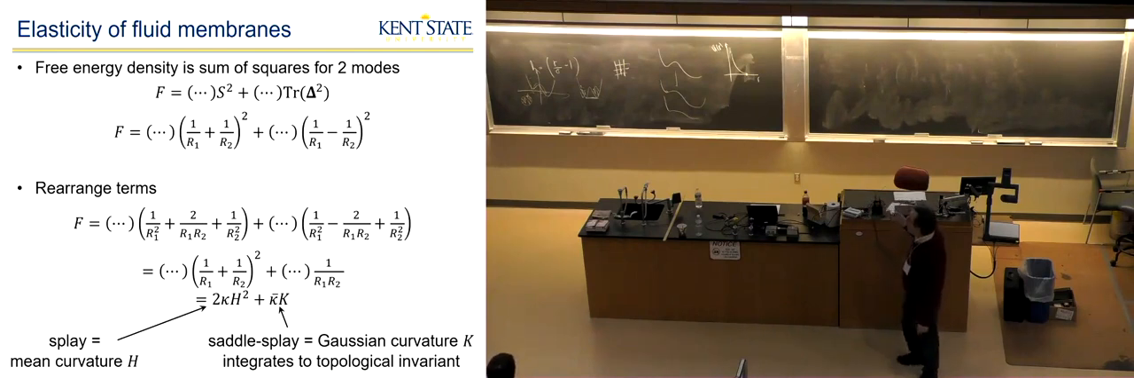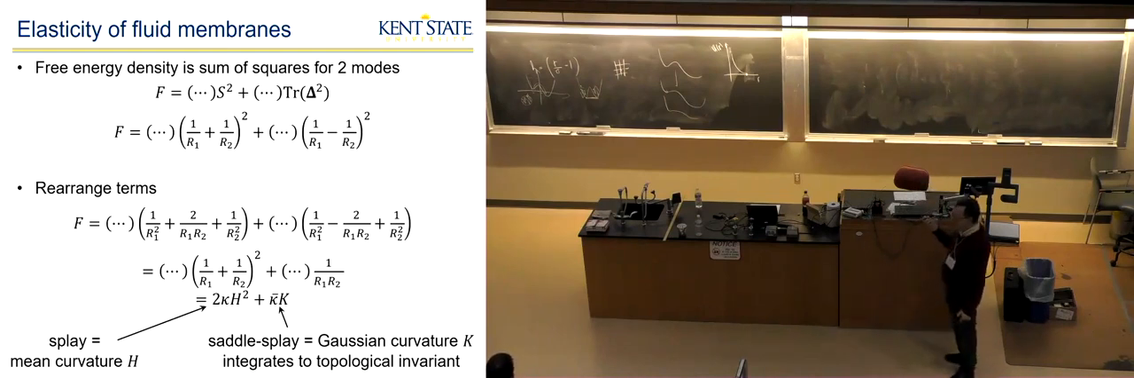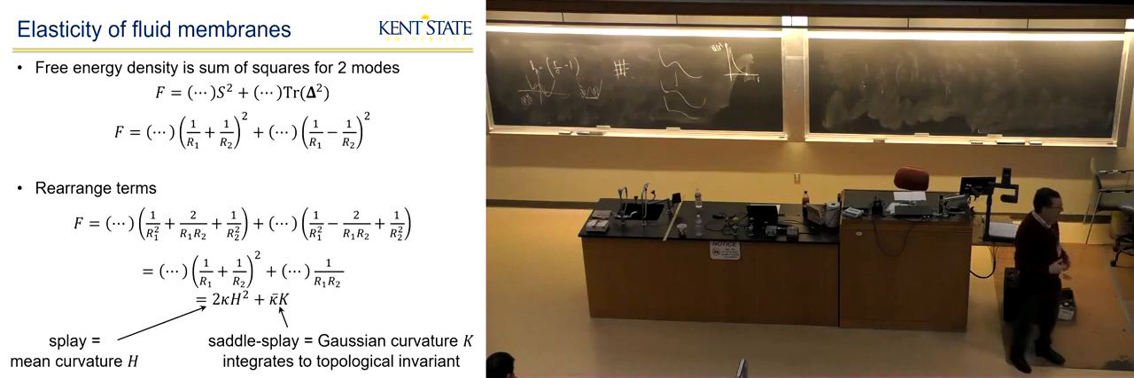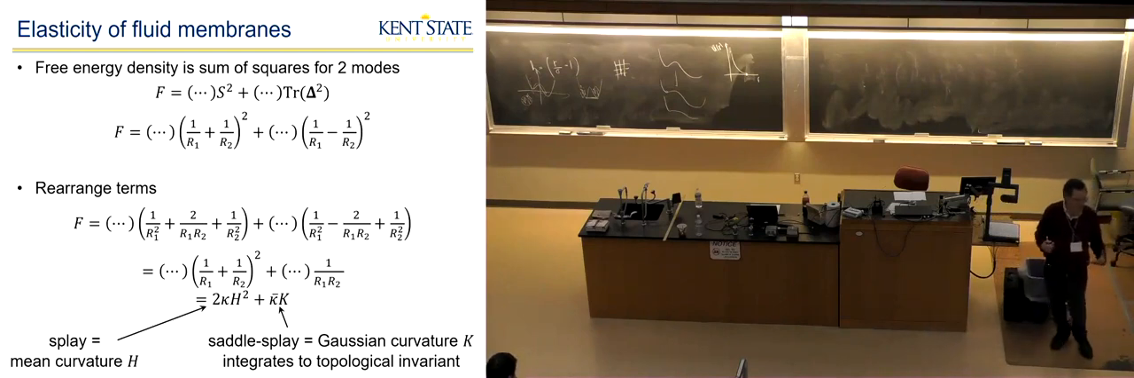Now, if I want to rearrange terms, I can cleverly do some high school algebra here, where I multiply out these squares, and then you can see that they look just the same, except that this one has a plus 2 over R1 R2, and this one has a minus 2 over R1 R2. So I can combine them and have something left over that's proportional to 1 over R1 R2. This, in answer to your question, is the Gaussian curvature.